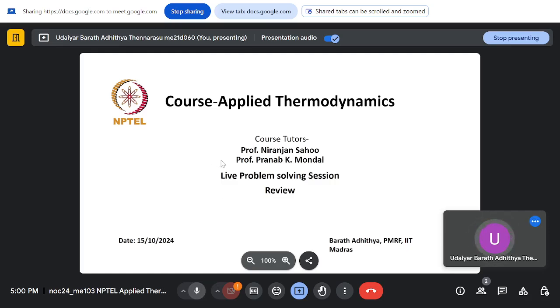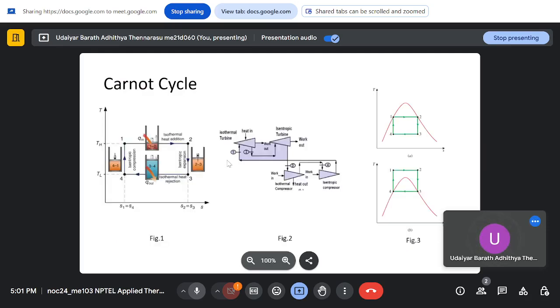So starting, the first week was basically a recap on thermodynamics applications. So your entropy and exergy, how to apply an exergy balance, and how to do problems on those. With that, we started with cycles. The first one was the Carnot cycle.